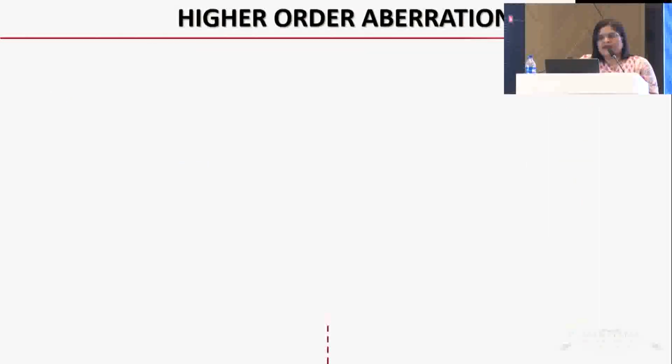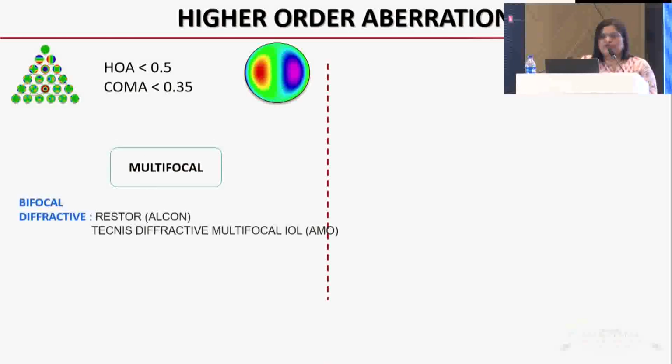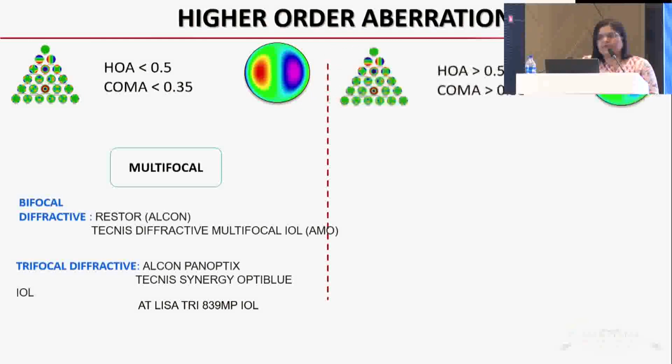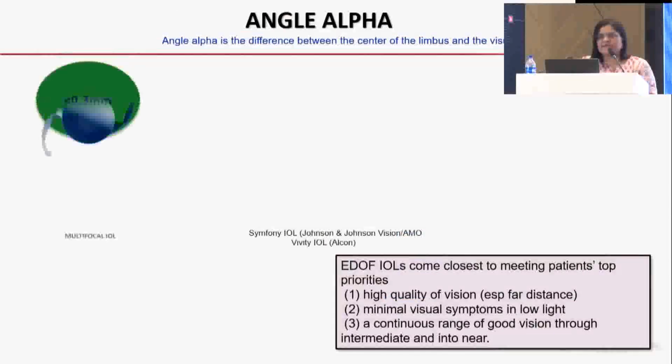With this in mind, higher order aberrations, which IOL would you prefer? You can go for a bifocal diffractive, that is Restore, Alcon, or Technis diffractive multifocal IOL, or you can go for diffractive trifocal IOLs, for example, Alcon PanOptix, Technis Synergy OptiBlue, and AT LISA tri. If you have, of course, higher order aberrations which are more than 0.5 and coma is more than 0.35, going for monofocal and toric monofocal makes sense.